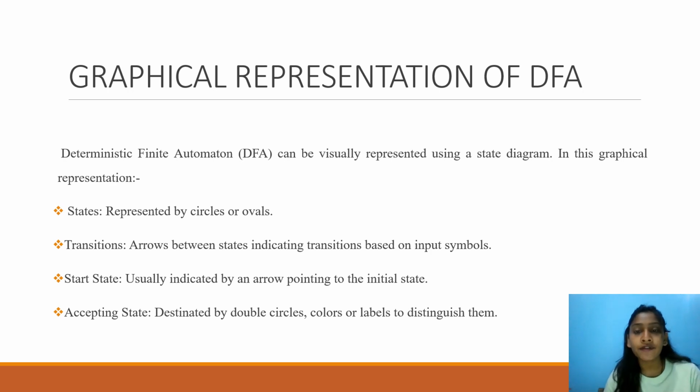Now, let us know the graphical representation of DFA. DFA is usually represented using a state diagram. In the graphical representation, we make use of four elements: states, transition, start state, and acceptance state. States are represented by circles or ovals. Transitions are represented by arrows between the states, indicating the transition based on the input symbols. Start state is usually indicated by an arrow pointing to the initial state. Accepted state is designated by double circles, colors, or a label to distinguish them.